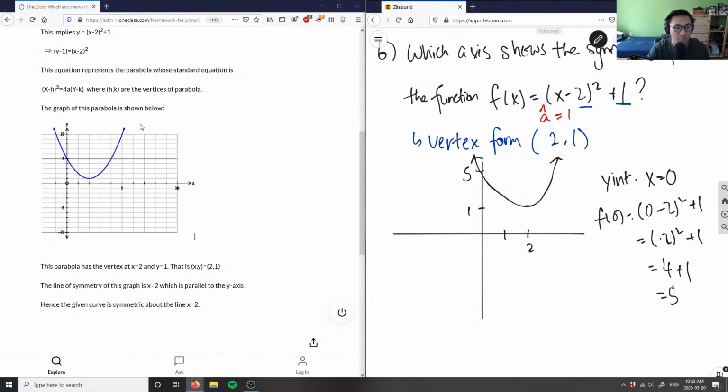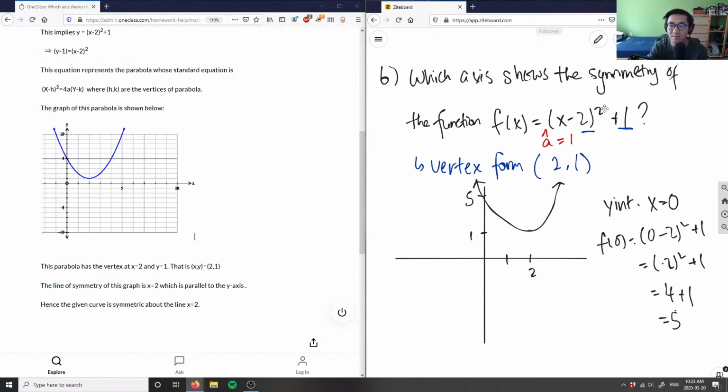Then they're saying the vertex is (2, 1), which is good, so we know it's in vertex form. And we know the line of symmetry is x equals 2, which is parallel to the y-axis. Again, the question was asking which axis shows the axis of symmetry. Let me draw this a bit better. It's very hard to draw because my graph isn't to scale here.